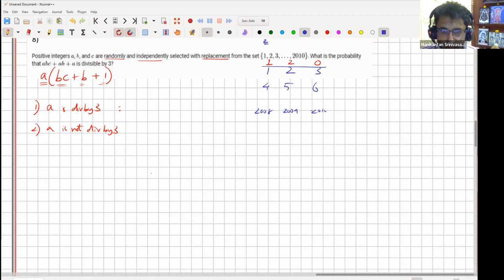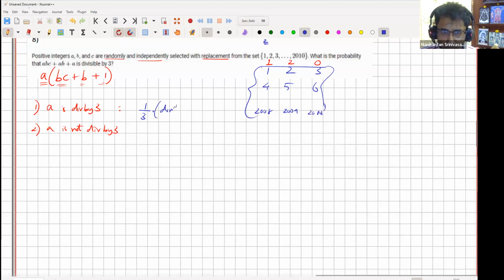For A to be divisible by 3, 1/3 of this collection are all divisible by 3. It's like a rectangular arrangement of all the numbers, right? So 1/3 of them are in the last column, which is divisible by 3. So that's 1/3 into don't care. I don't care about B and C, which is 1, right? So it's 1/3 into 1 for this part.